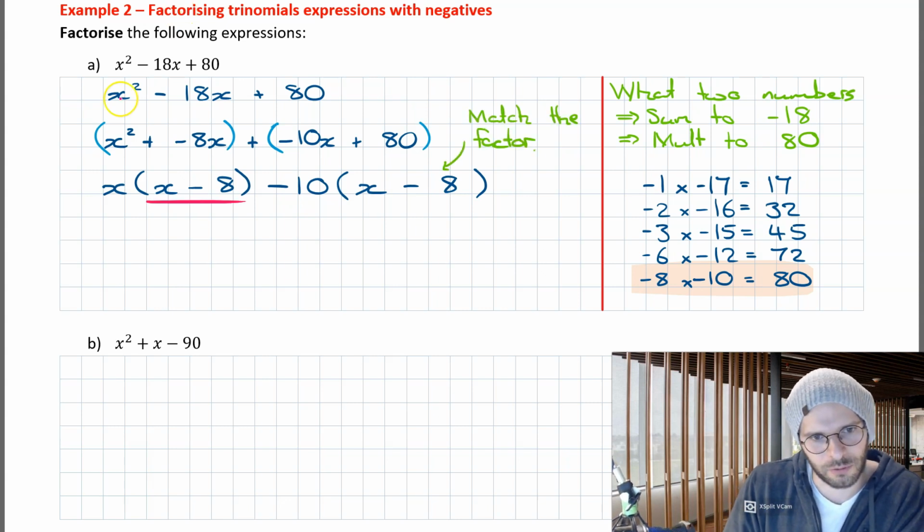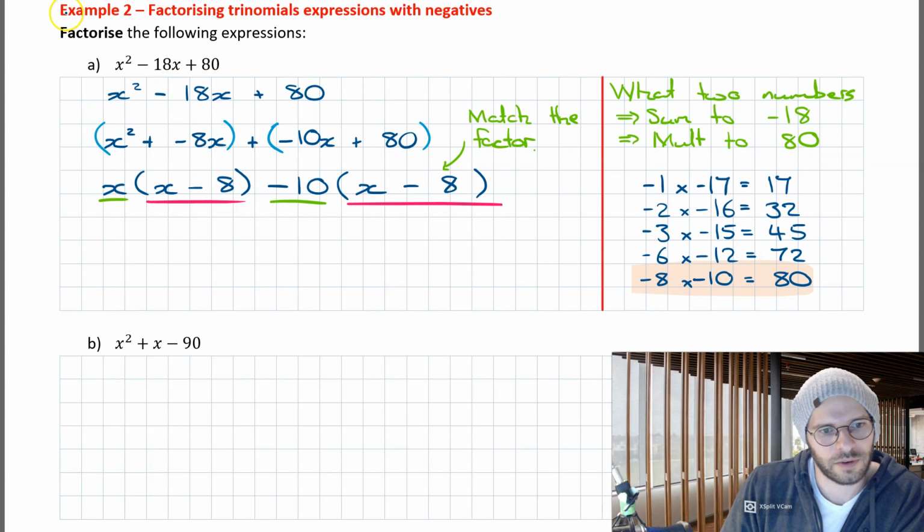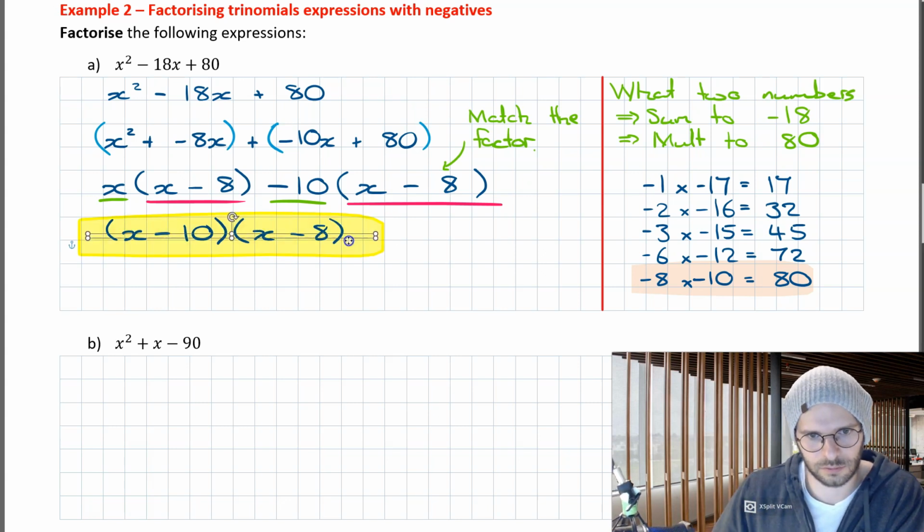And because of that, we now have common factors. Factorizing this out, we get x take 10, x take 8.